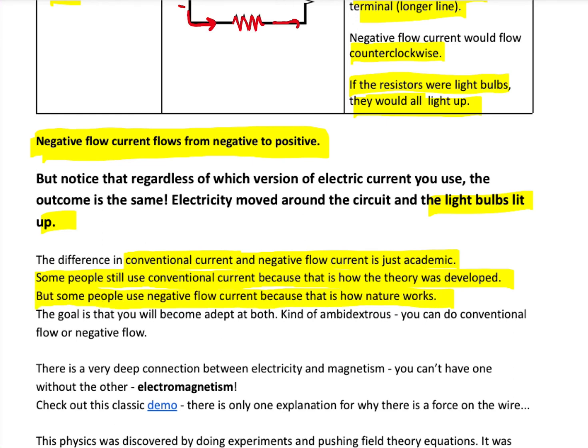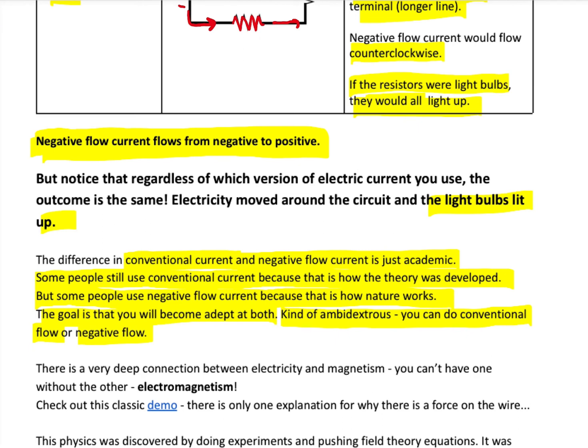Unfortunately, or fortunately, however you want to see it, I expect you to be good at both. We're not going to do circuits and Ohm's law, but if I give you a battery, you should be able to look at it and do both. You should be able to understand which direction conventional flow would go and understand which direction negative flow will go. So there's two kinds of current.